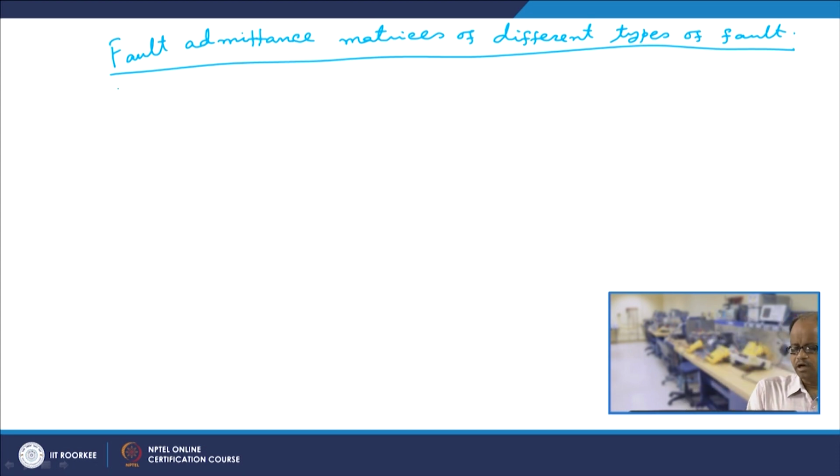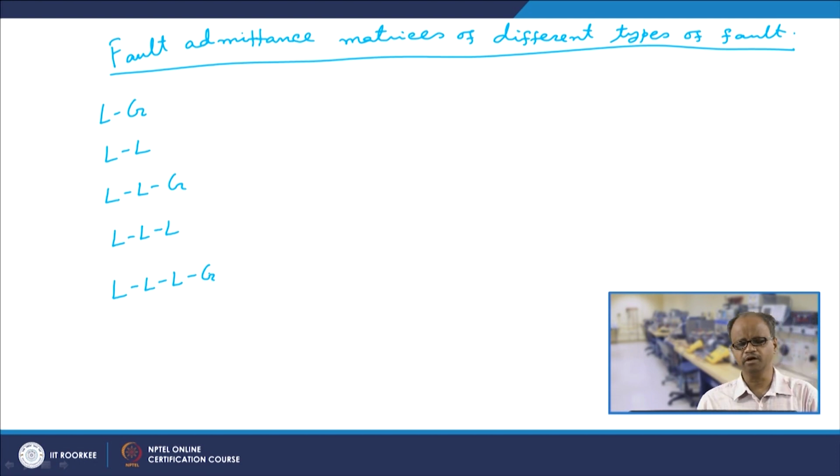Now, we know that we have different types of fault, say LG, that is line to ground, and then we have LL, that is line to line, then we have LLG, that is line to line to ground, then we have LLL, that is line to line to line, where ground is not present, and then we have LLLG, that is line to line to line to ground. We have to find out the fault admittance matrices of all these different types of fault. So altogether there are 5 types of fault.